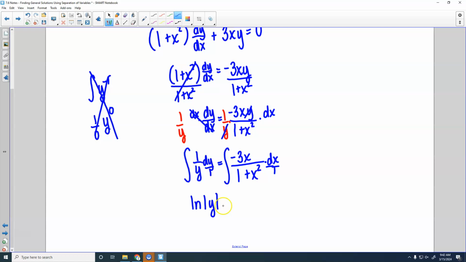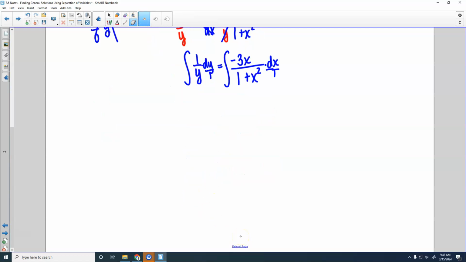Oh wait, hold on. I'm getting ahead of myself. Should I do this yet? Is the right side an easy integral? It is not. What am I going to have to do on the right side? I'm going to have to do some u-substitution. So let's hold up here because I have to integrate at the same time. So let's just leave this 1 over y dy. Actually, I'm probably going to need some more space right there. Let's just hold off on that.